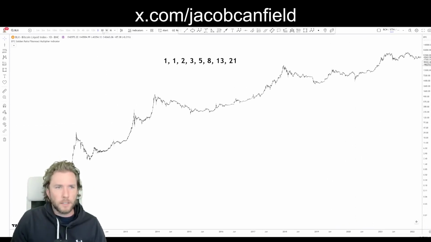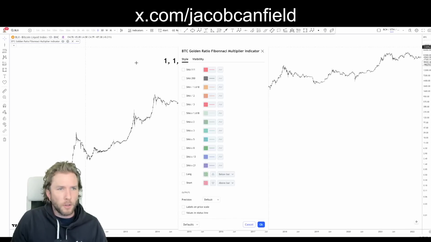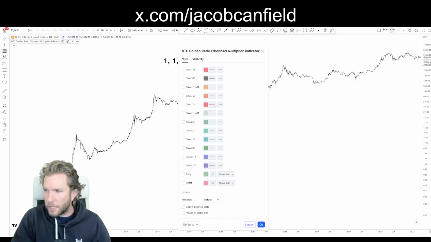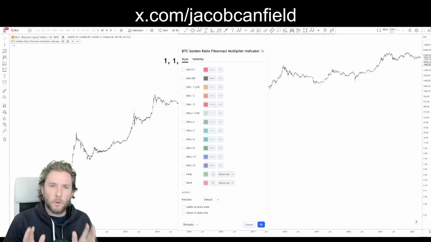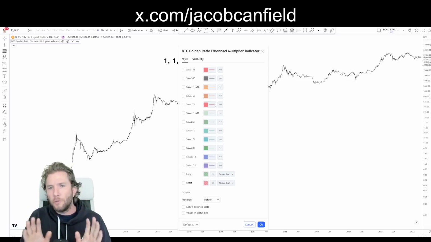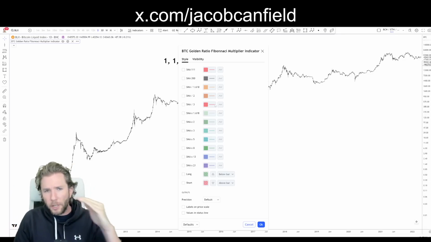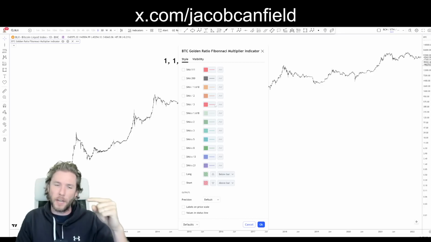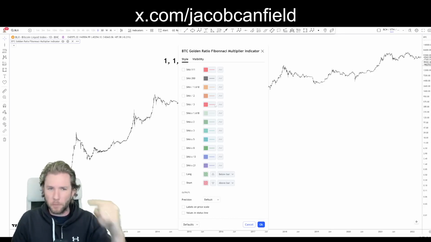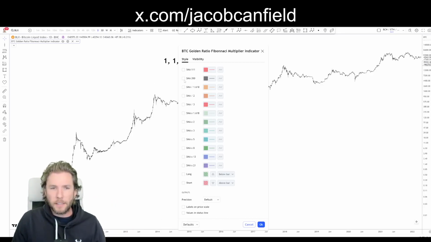Okay. So first we're going to go to settings. Okay. So here's all of our settings. What the golden ratio multiplier is, is 2 moving averages, but really it's just the one. It's the simple moving average of the 350 period moving average. And so that's this one here.